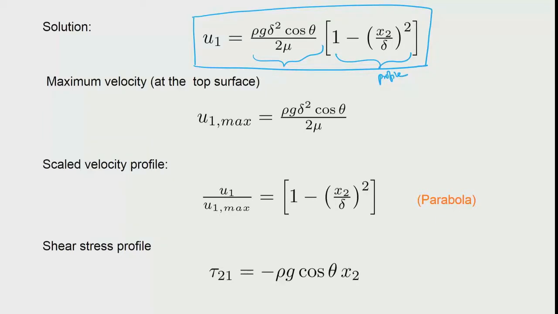The first part is actually problem specific, and the second part is basically the profile. Okay. And what would be the maximum velocity? Maximum velocity should be on the top surface, and you could see that when you set x2 is equal to 0, you get the maximum velocity, and that is given here. Okay. And once the maximum velocity is given, we put the maximum velocity here, and therefore, we can do the scaling, which means that what is the velocity scaled with the maximum velocity, that is giving you the profile.